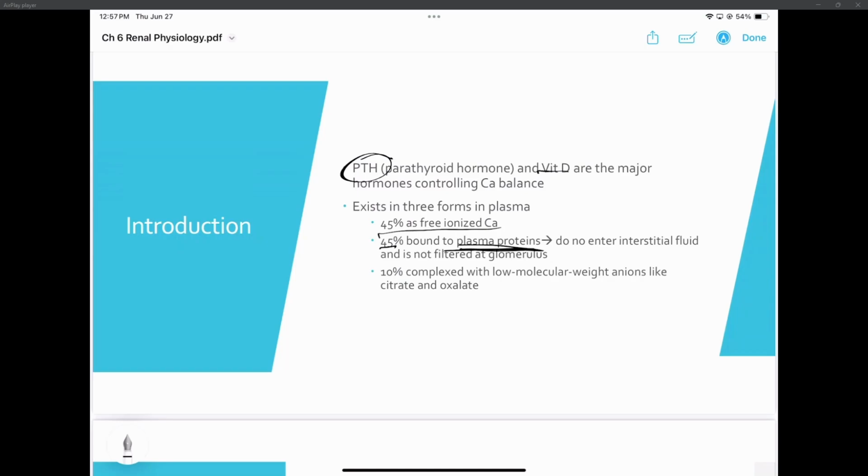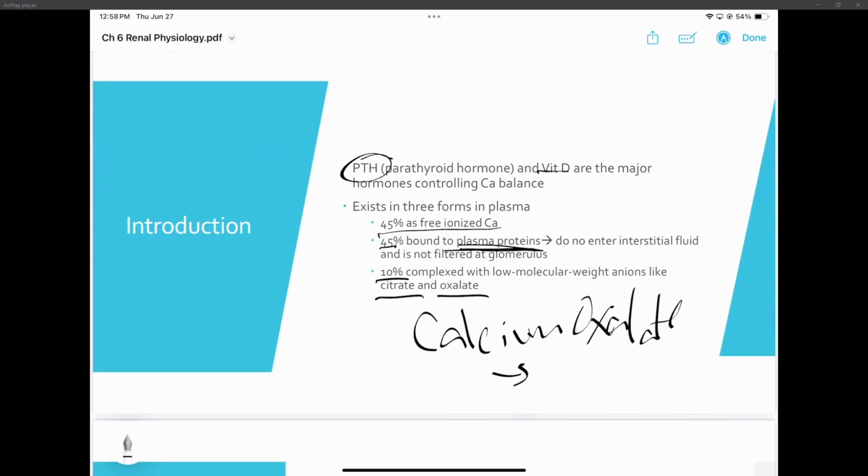If it's bound to a protein, will it ever go into the glomerulus? No, it's a protein. It doesn't get through. And 10% is bound to anions like citrate or oxalate. Calcium oxalate can cause kidney stones. Calcium is a mineral. If it gets out of solution and binds to oxalate, it forms a crystal. A crystal gets big enough, starts causing blockages, you've got a kidney stone. If it leaves the bladder, it gets stuck in the urethra, now you have an impacted kidney stone. All that fun stuff happens after that.